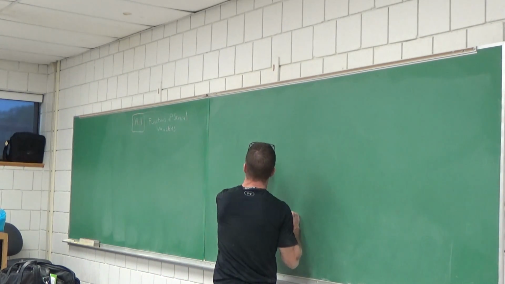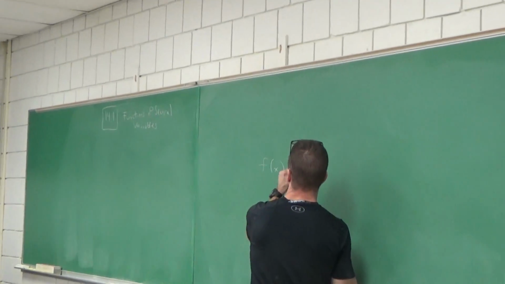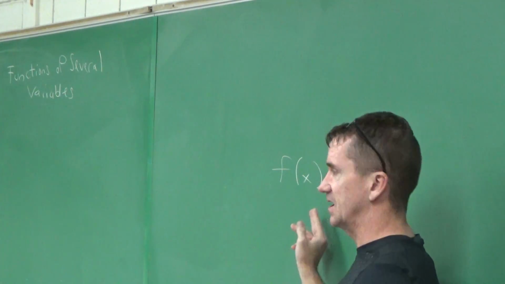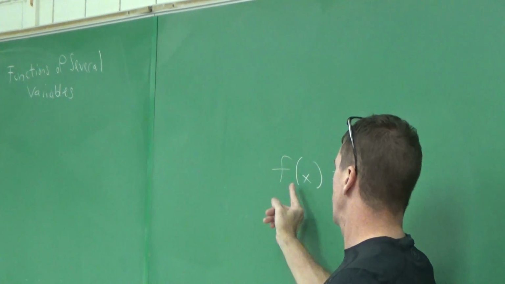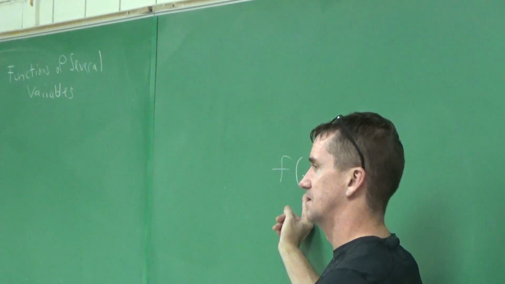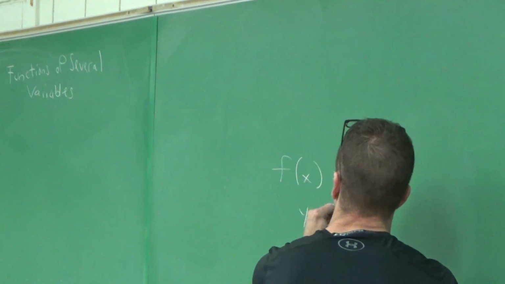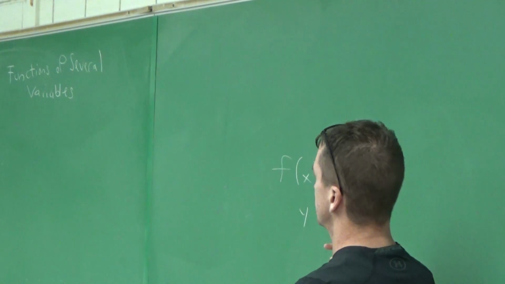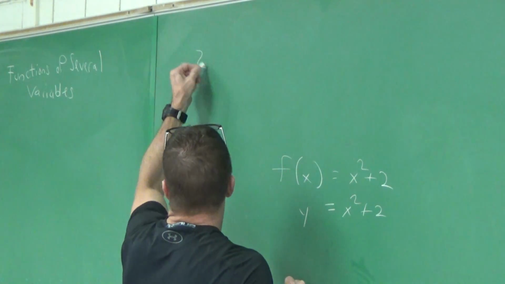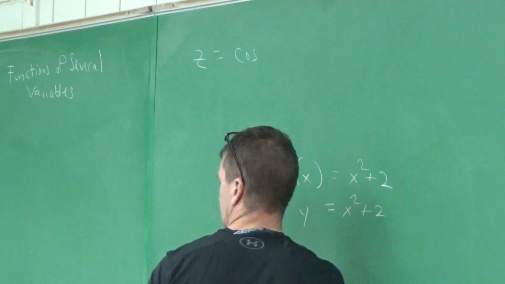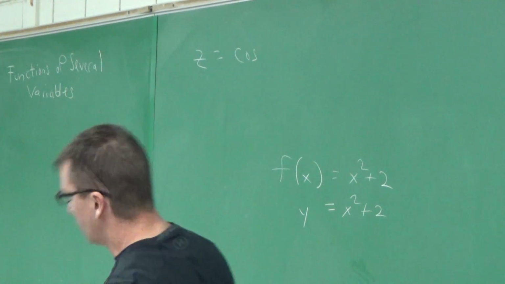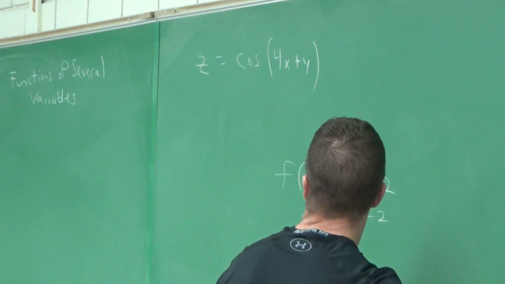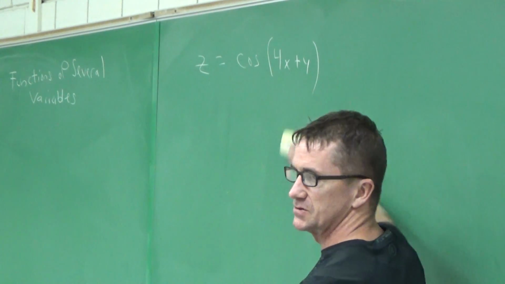What did we used to do? A function f of x equals x squared plus 2, previous to this section. What letter is f of x? Y. But y is only a function of how many variables? One, x, right? So today we're going to see stuff like z equals, I'll write this first one down, cosine of 4x plus y. So now z is composed of two variables, x and y.